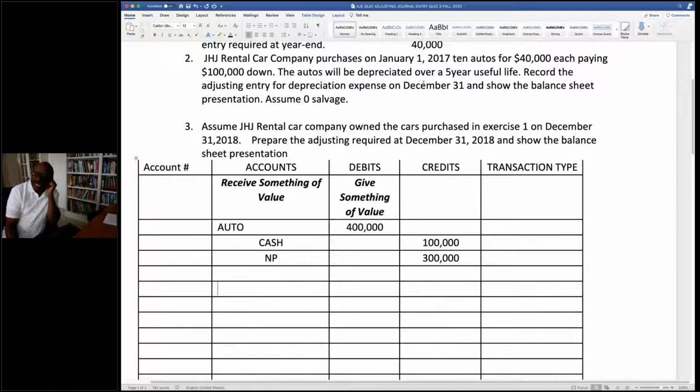Don't worry about it. So now we got to make an entry debiting depreciation expense and crediting accumulated depreciation. And that's gonna be 20,000. Well, 400,000, 5-year life. How much is that per year? You divide by 5. So it's 80,000.